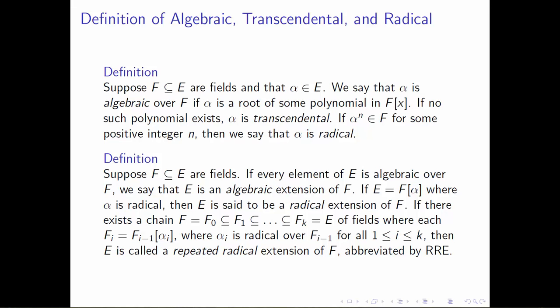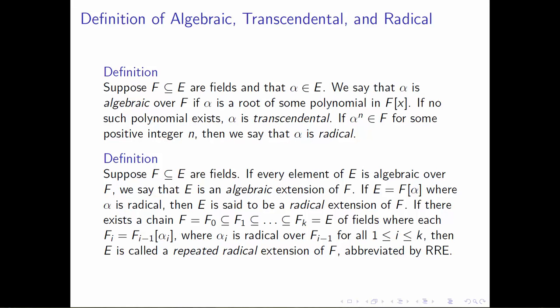Now, the last thing that I want to define is what's called a repeated radical extension. So let's suppose that we start with a field F, this is our ground field, and that we start attaching radical elements to F. So maybe we go from F up to another field by adjoining the square root of 2, and then we go from that field to another field by adjoining the cube root of 5, and then we go up again, and so on and so forth. So that's what we mean by a repeated radical extension.